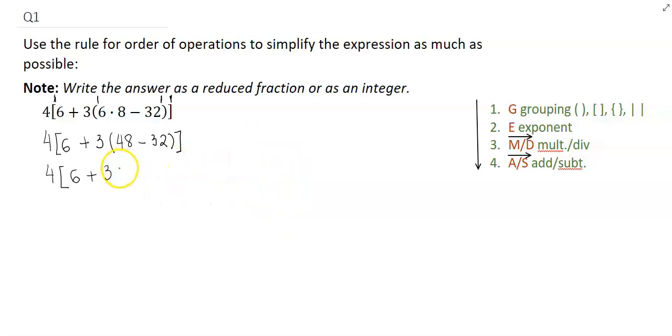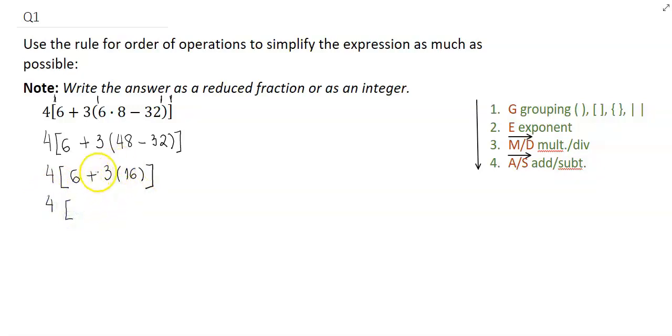And I will keep the parentheses, no longer because it is a grouping, but because the number 3 is multiplying the result of the grouping. So I'm going to write 16 between parentheses. Now I have no more inner group. I'm going to solve the grouping of the bracket.